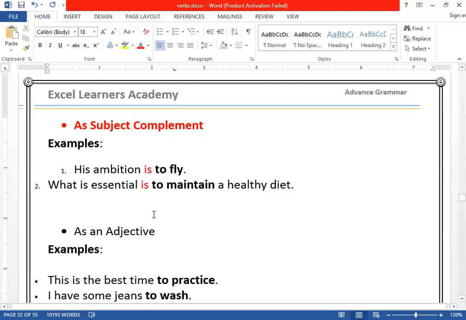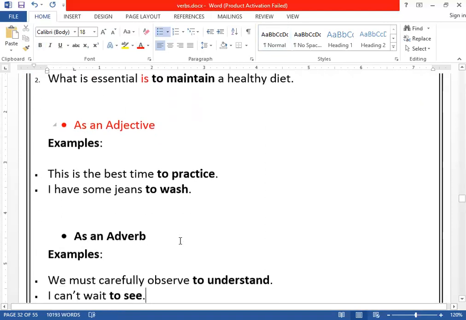Clear? Next, an infinitive can be used as an adjective. For example, this is the best time to practice. This is the best time for what? To practice. Another example: I have some jeans to wash. The infinitive comes after the noun, and we call it an adjective. Here the infinitive functions as an adjective.